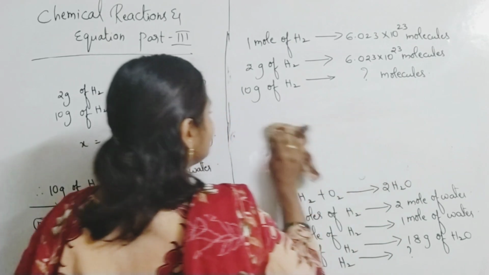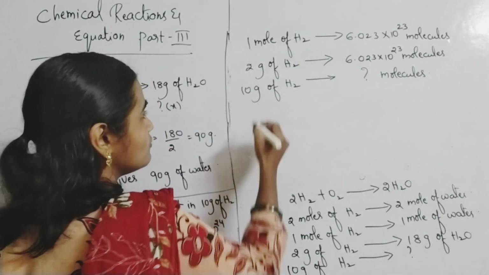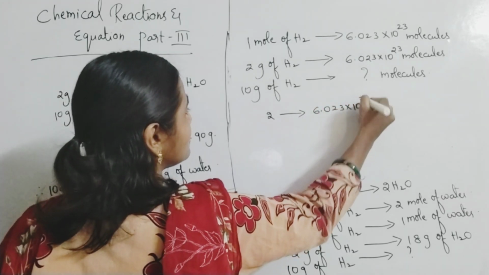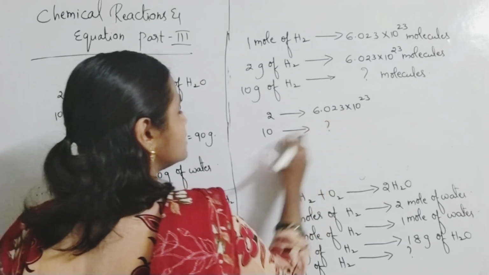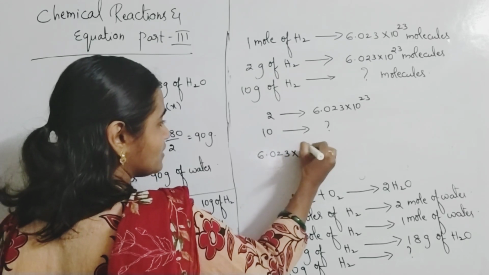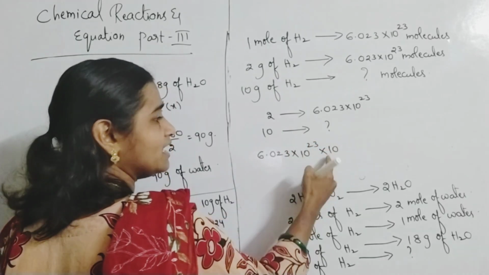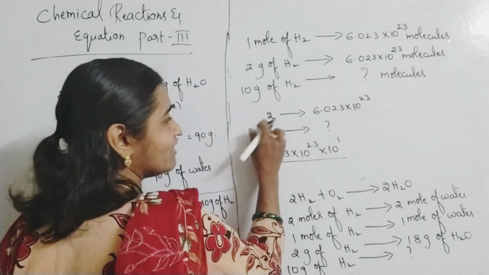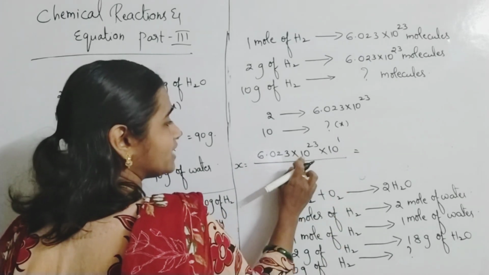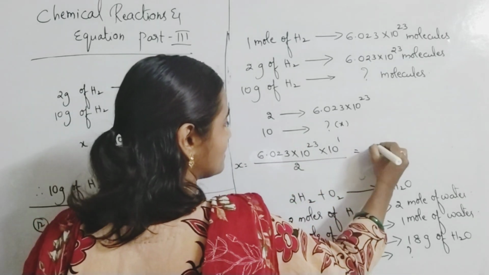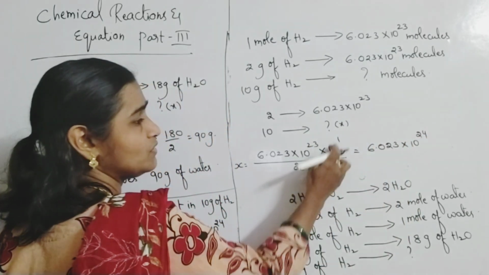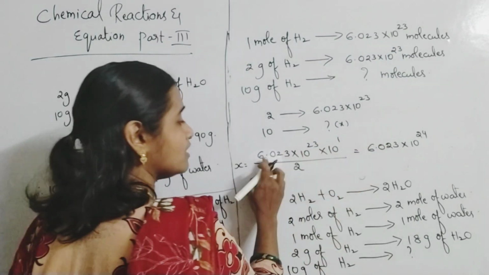It is like 2 is to Avogadro number, 10 is to how much? 2 is to 6.023 into 10 power 23, 10 is to how much? So cross multiply: 6.023 into 10 power 23 into 10, and you can write 10 as 10 power 1, divided by 2. Let us take it as x. 10 power 23 into 10 power 1 becomes 10 power 24.